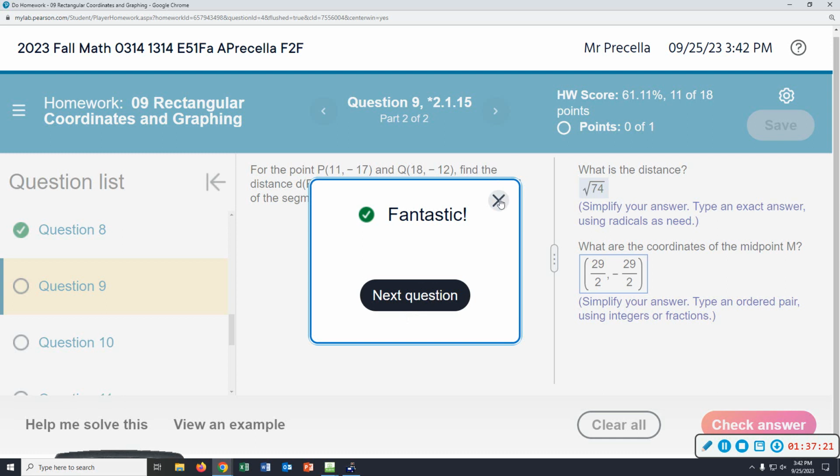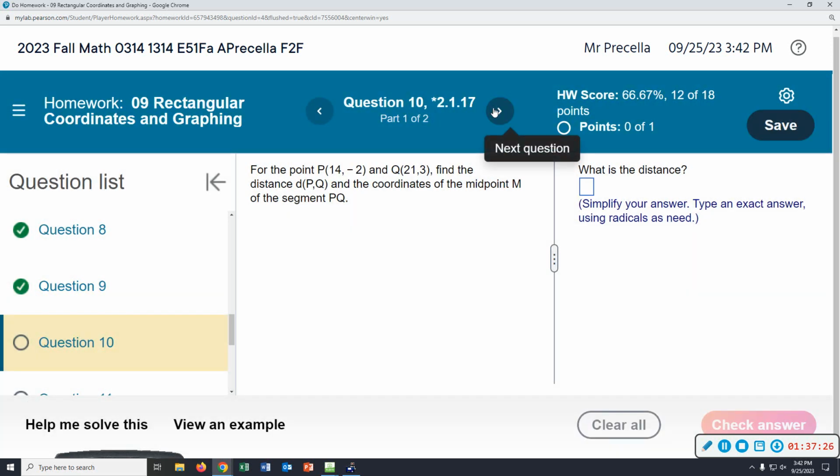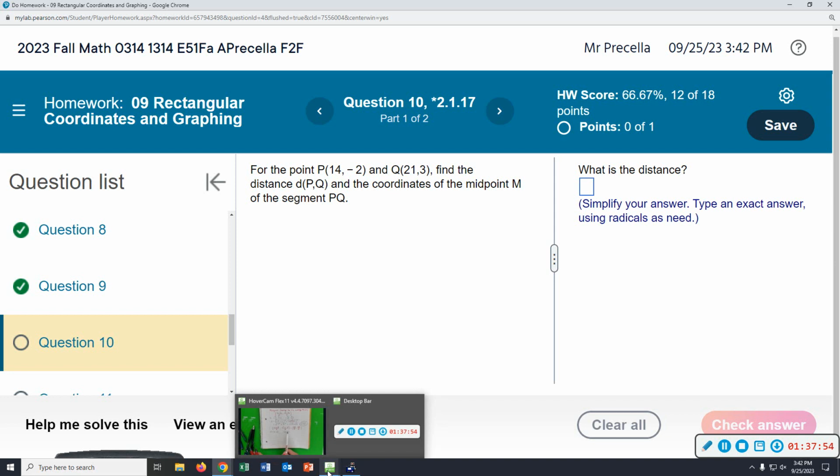Now let's do another one of those. Number 10. 9 and 10 are both the same problem type. Find the midpoint and the distance. So 14, negative 2, and 21, 3. Let me make sure I don't miscopy it. 14, negative 2, 21, 3.